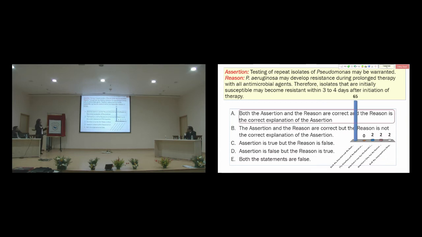Answer is true. This is the correct explanation for assertion. So once the treatment is started, it is advisable to do the repeat testing after 72 hours because the sensitivity pattern might vary. Sir, this can be added for the other organisms also, so that the repeat testing of AST can be done after what point of time?